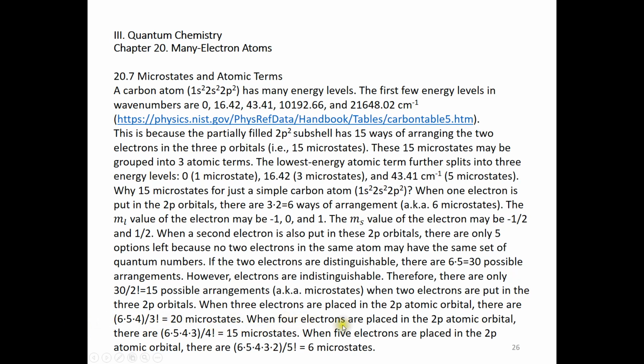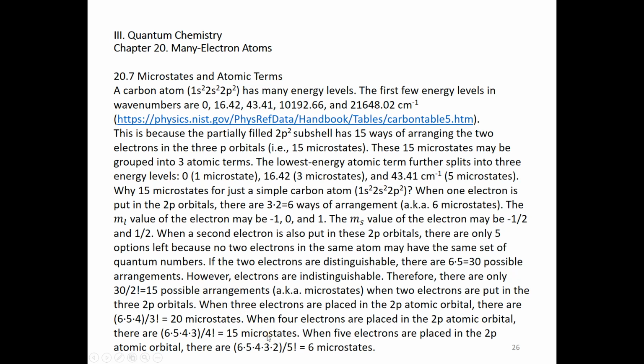When we have 4 electrons in the 2p orbitals, again we use the same formula, we get 15 microstates. 5 electrons, we get 6 microstates. Well, you might have noticed that if we have 2 electrons versus 4 electrons, in both cases we have 15 possible arrangements or microstates.